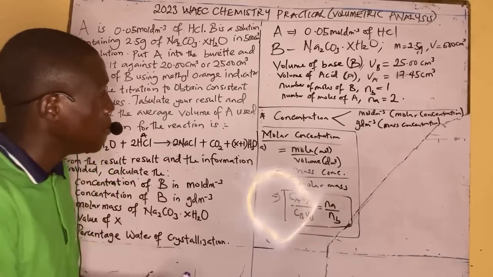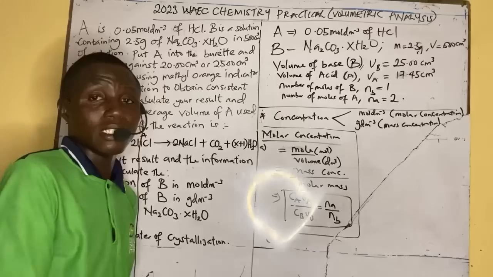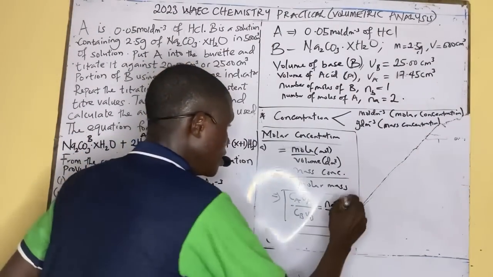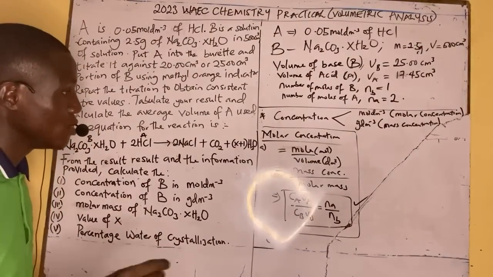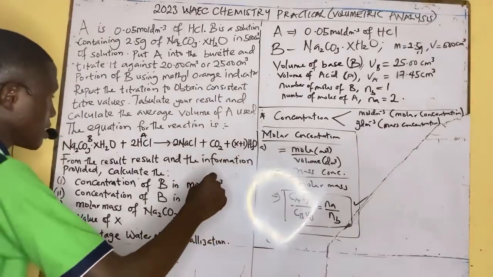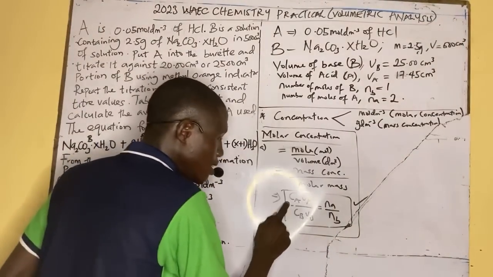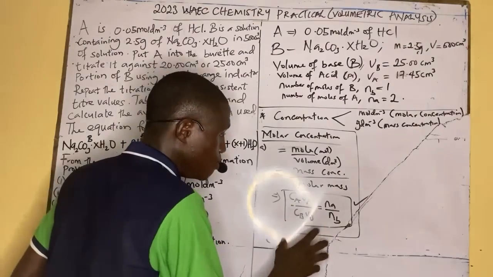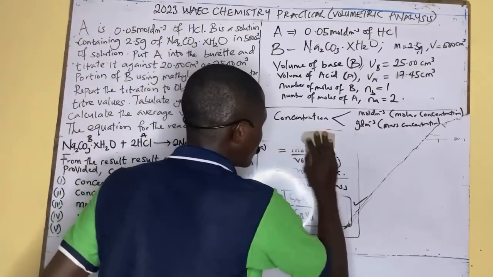So this makes these two formulas obsolete. You cannot use them. So we have to resort to using this. Out of these three formulas, the one that is applicable for this kind of question, the concentration of B in mole per dm³, is CAVA over CBVB equal to NA over NB. So that is the one we are using.